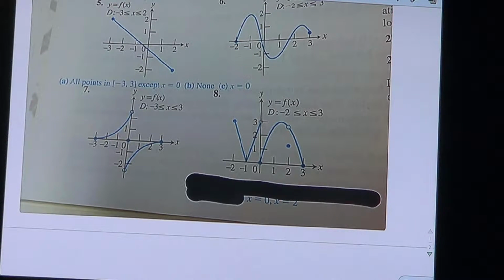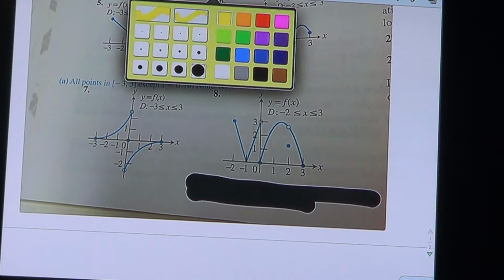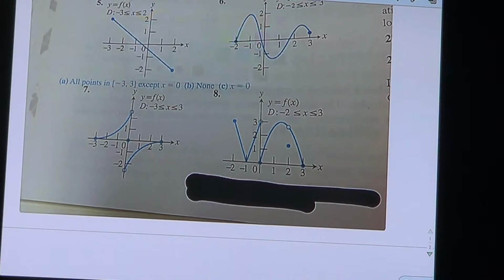Crossing out the answers, you can't see. Can you tell? I think there's 3 places, 3 x values in the domain that you could not find the derivative for. Maybe 2, 0, and 3.